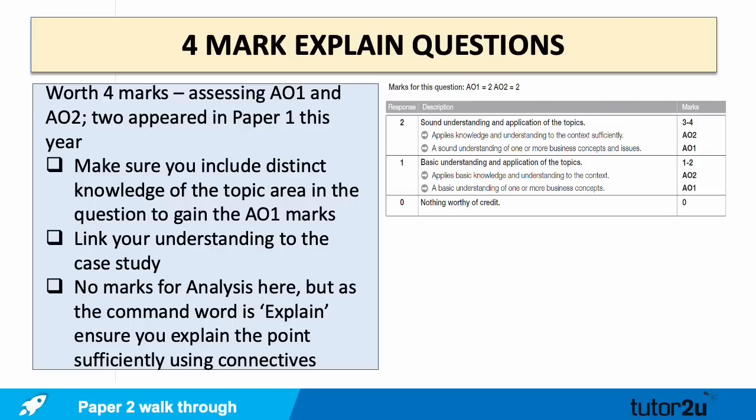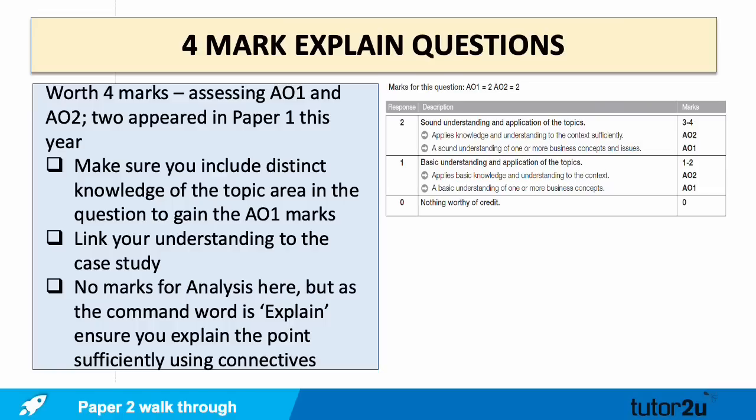So they're assessing AO1 knowledge and understanding and AO2 application. So they're a little bit different to the 4-mark explain questions that are seen at the end of section A. So what you need to do is include 1 point, because the question tends to ask for just 1 point, but you need to show distinct understanding of the topic area in the question and your point to answer that question in order to gain those AO1 marks, so real thorough understanding.